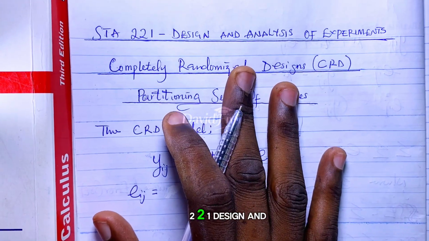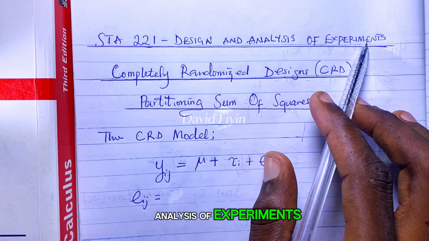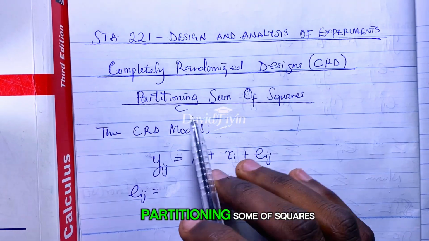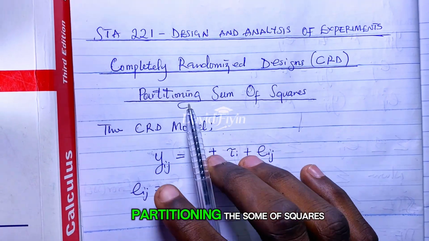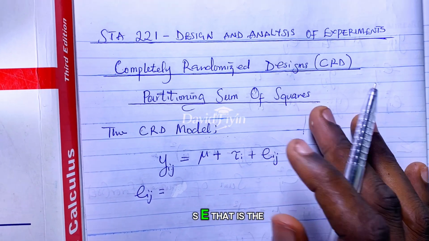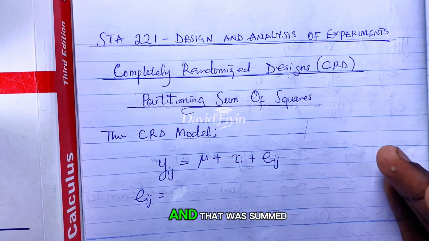We are still on the course STA 221, Design and Analysis of Experiments, and the topic we are still considering is Completely Randomized Designs. Today we'll be doing the partitioning of the sum of squares. As we've learned in our last videos, the sum of squares is SSE, that is the error term that was squared and that was summed.